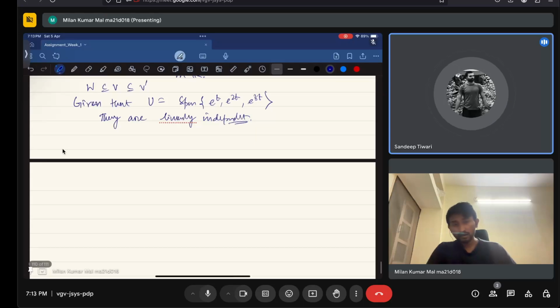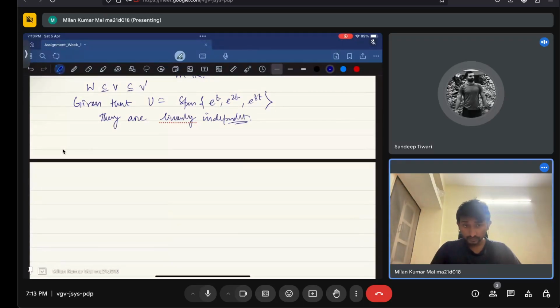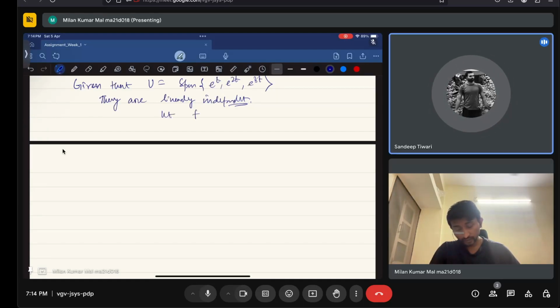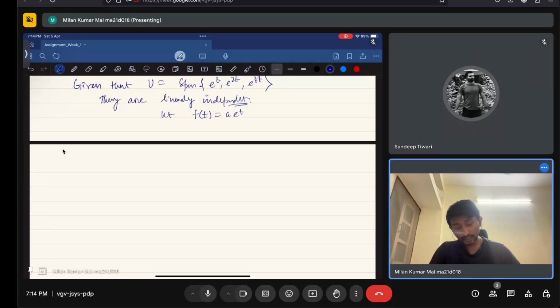By finding the Wronskian, sir. But I will not be able to use the Wronskian. Obviously I will not be able to use the Wronskian. That I understand, but I have to think a little differently. I got an idea. Let's check. So by taking t equal to 0 and differentiating, consider f(t) equals a e to the power t, plus b e to the power 2t plus c e to the power 3t.